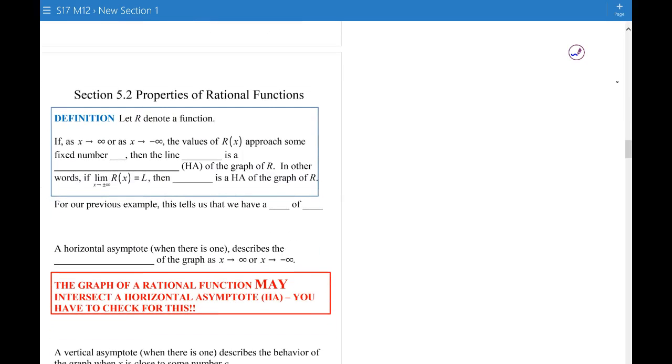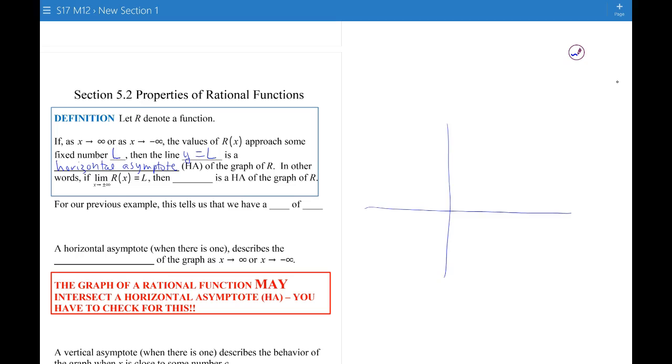So continuing on, when we're talking about a rational function, the other feature that it can have is a horizontal asymptote. So if, as x gets very large or very small, the values of the function, the y values, approach some fixed number capital L, then the line y equals capital L is a horizontal asymptote. And again, you never have to write out horizontal asymptote again. You can use HA of the graph of R.